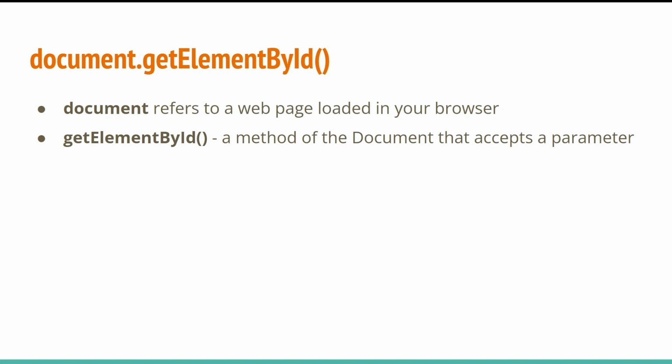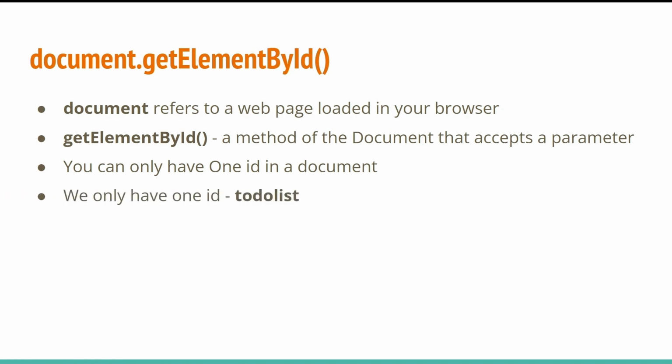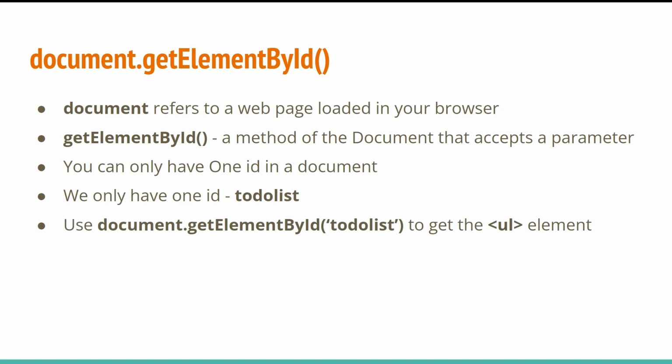Of note, you can only have one ID in a document, so you wouldn't be able to use id equals todolist in another HTML element. So the final code should look something like this, where we use document.getElementById, open brackets, quotation mark, todolist, in order to get our UL element. Once we've found the element, we make sure in JavaScript that we set this to a variable.